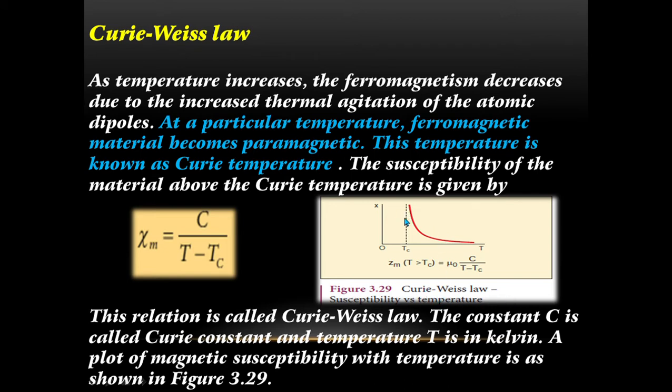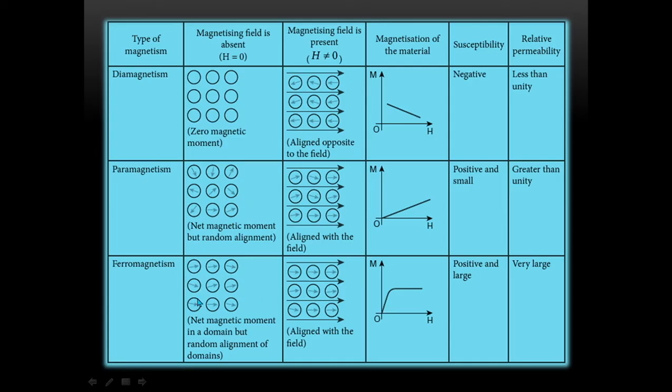When the temperature increases, the ferromagnetic material becomes a paramagnetic material at a particular temperature. This relation is called Curie-Weiss law. The constant C is called the Curie constant and the temperature T is in Kelvin. A plot of magnetic susceptibility with temperature is as shown in the figure. Then the last one, an important tabulation.